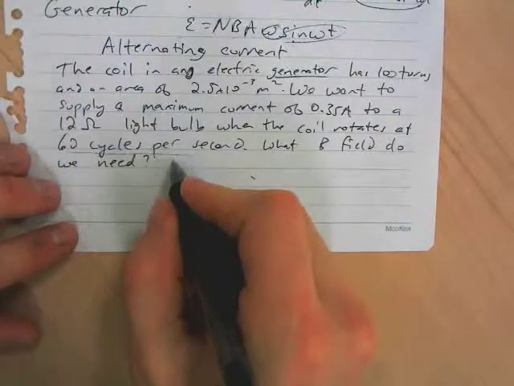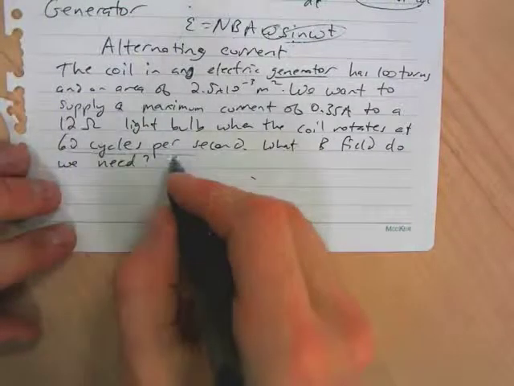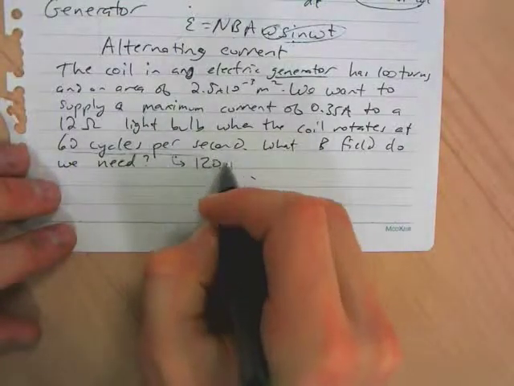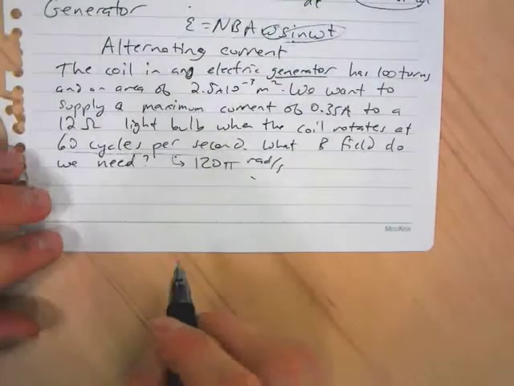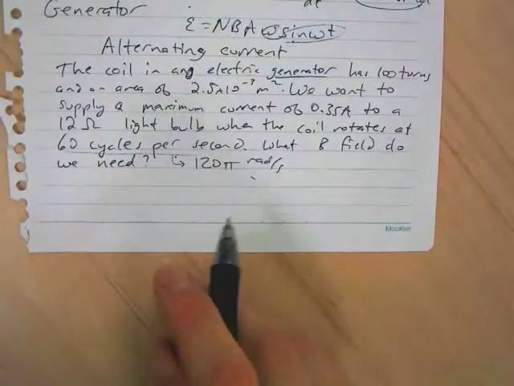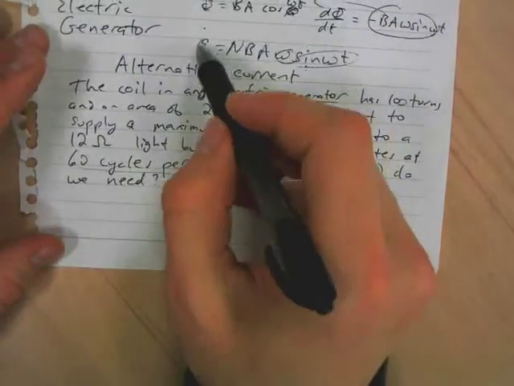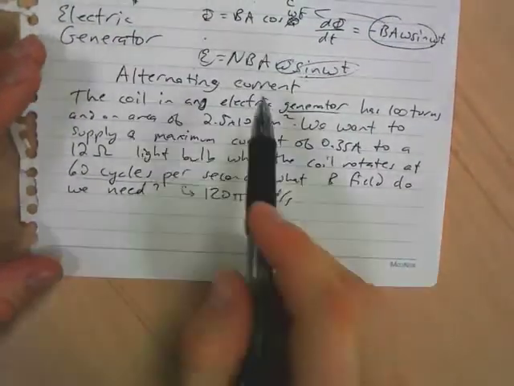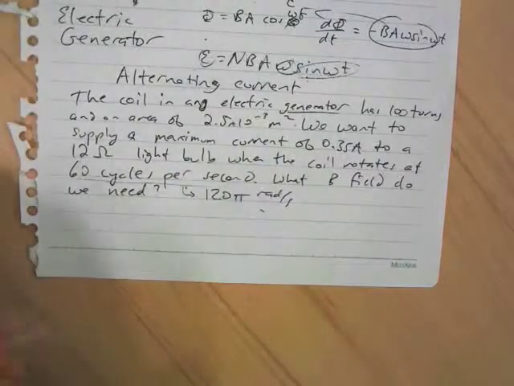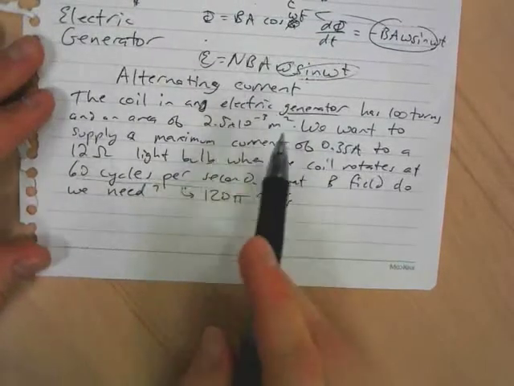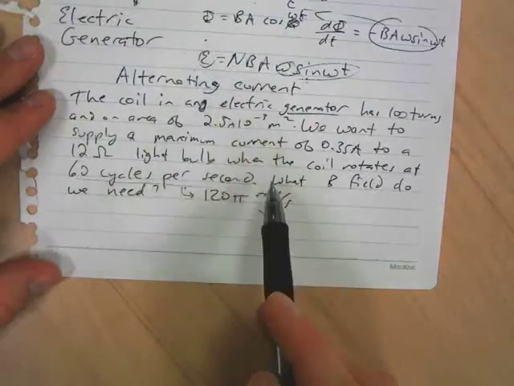One cycle is 2 pi radians, so 60 cycles per second is 120 pi radians per second. So we need to know that. We also need to know what EMF we want. We can't find that directly from the information given, or we can't use just this equation.